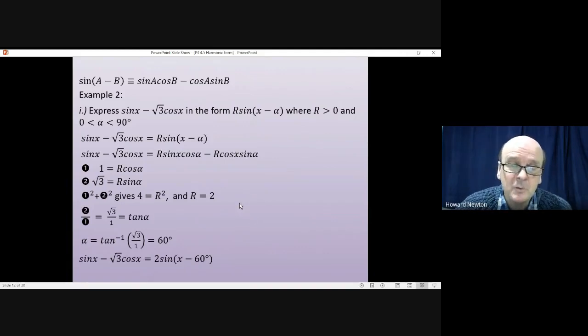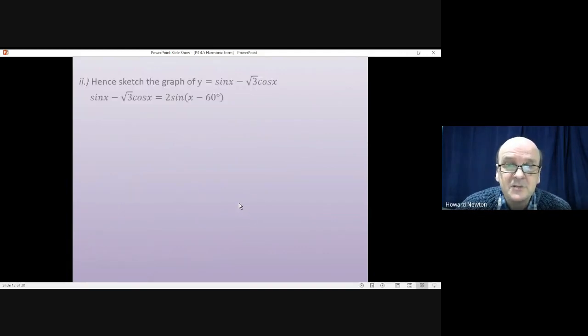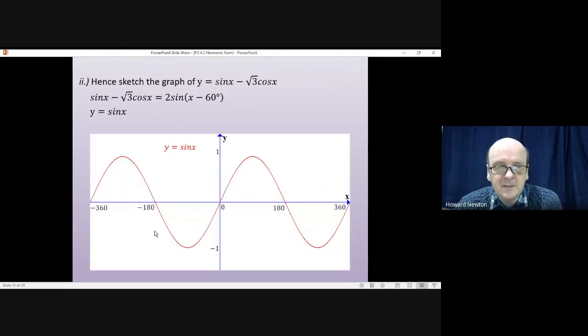Now, part 2 of the question asks us to sketch the original function. Well, the way we'll sketch this is by sketching the answer that we just got, which we know is the same as that, because it is so much easier to sketch the right-hand side than it is the left-hand side. To sketch 2 sine(x minus 60), I wouldn't try and get there in one go. I get there in stages. First of all, do a very quick sketch of sine x. And sine x looks like that, going from 0, crossing point at 180 and 360.